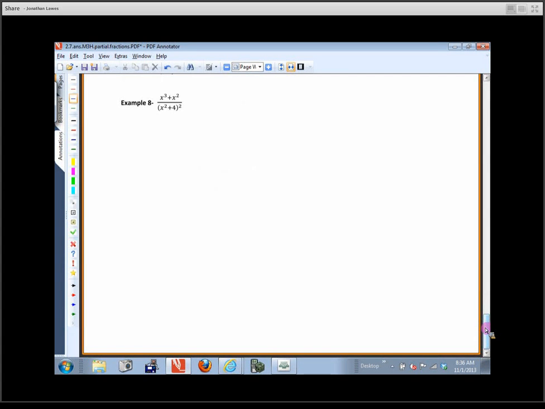Write down the parts there. This is by far the weirdest one. I don't think you have any that are this difficult on your assignment, but if you can do this one, I think you can do any of them. Remember the rules. It's one part for each factor and their repeats.